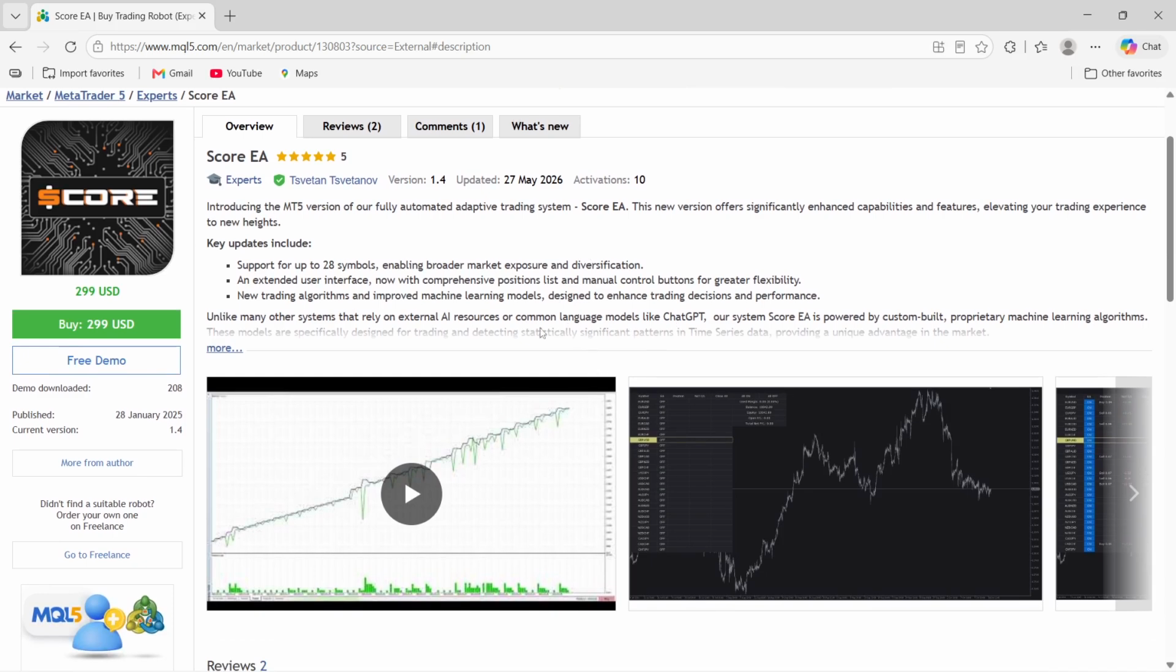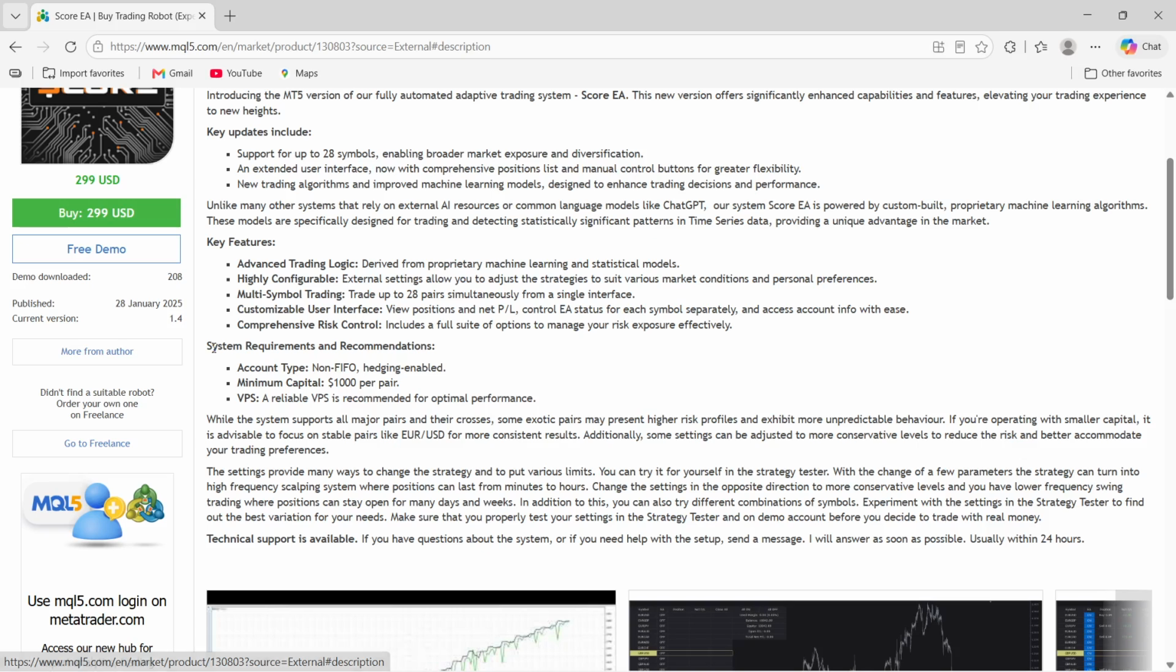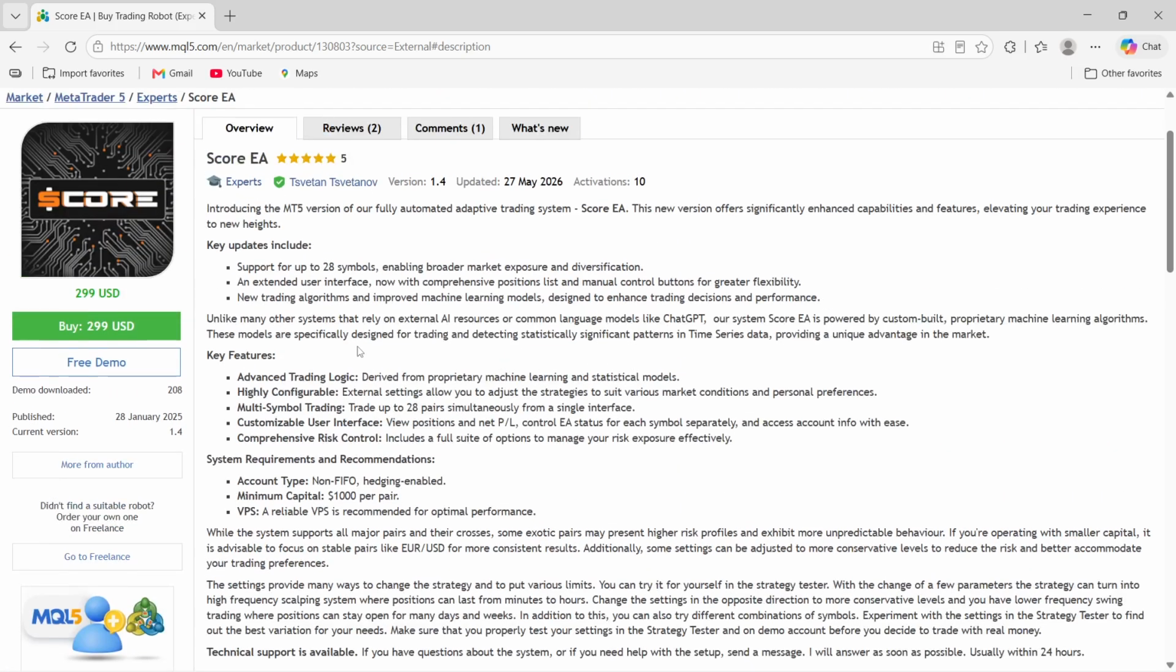So, Score EA MT5. Let me just expand this. All right, so now we have a clearer view. On the surface, it's pitched as a modern machine learning powered trading system that you can run across a bunch of Forex pairs. As you can see, support for up to 28 symbols, enabling broader market exposure and diversification with relatively low drawdown and a lot of flexibility.